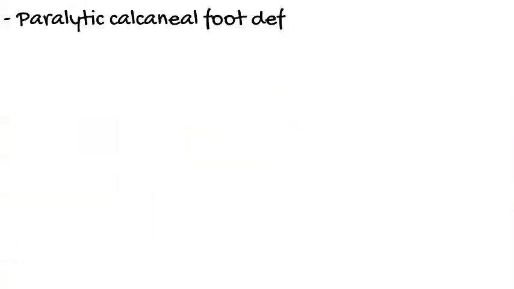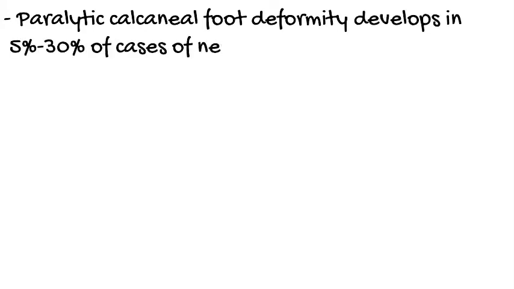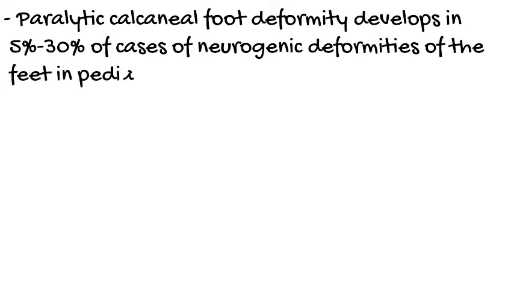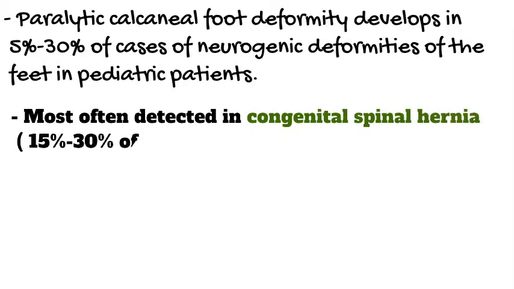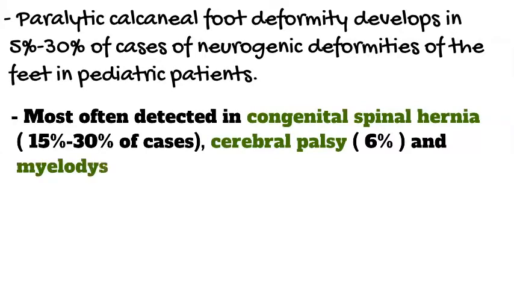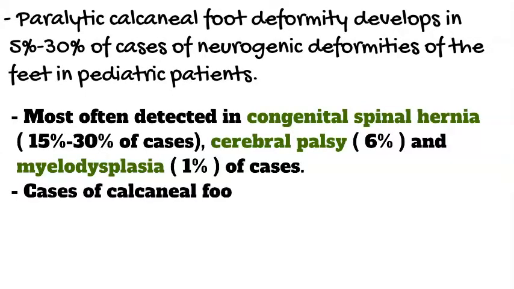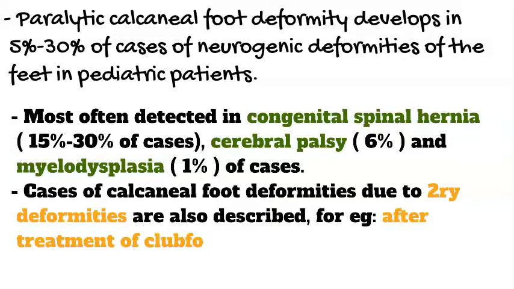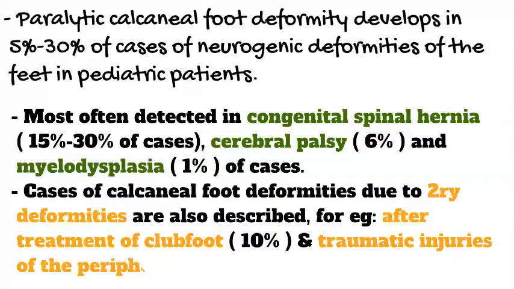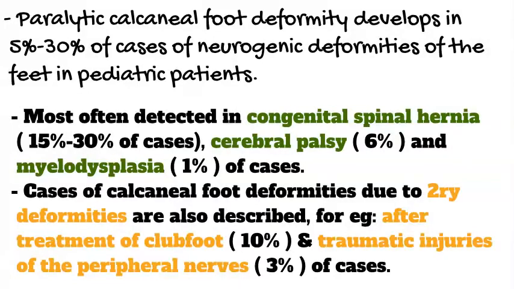Paralytic calcaneal foot deformity develops in 5 to 30% of cases of neurogenic deformities of the feet in pediatric patients. It is most often detected in congenital spinal hernia, around 15 to 30% of cases, cerebral palsy, around 6%, and myelodysplasia, 1% of cases. The cases of calcaneal foot deformities due to secondary deformities are also described. For example, after treatment of club foot, around 10%, and traumatic injuries of the peripheral nerve, around 3% of cases.